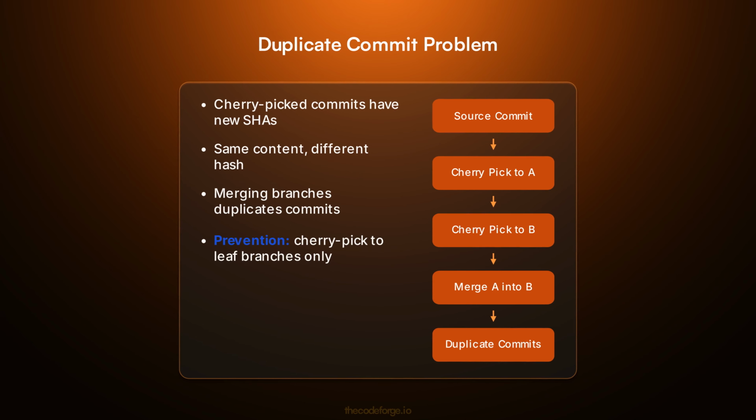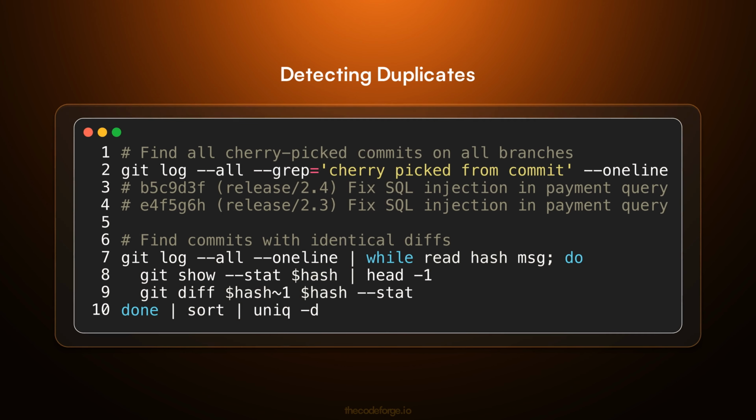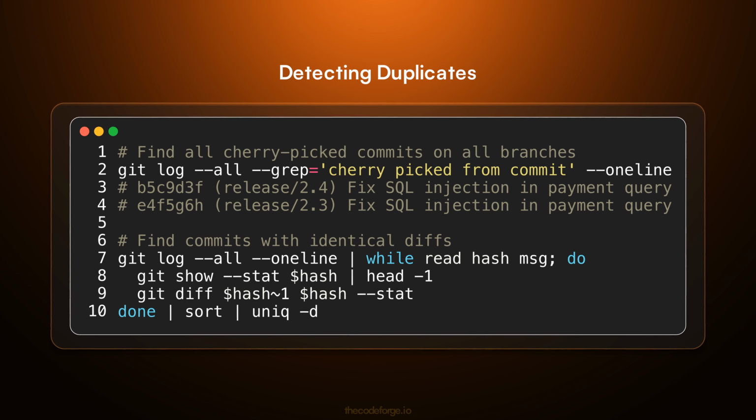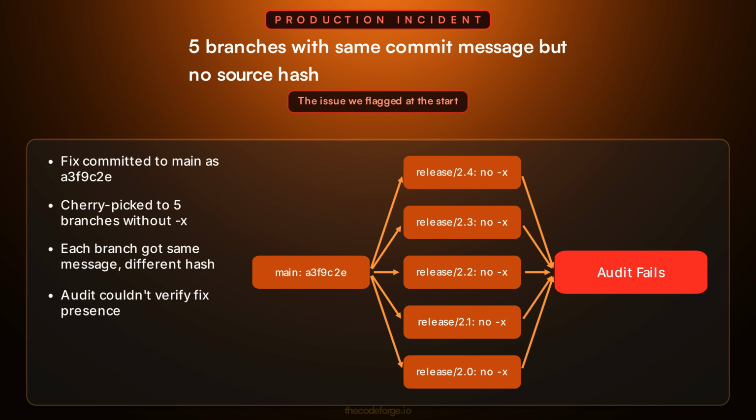When you cherry-pick the same commit to multiple branches and later merge them, Git sees different hashes and includes both. This clutters history. Use git log with grep to find cherry-picked commits. For content duplicates, compare diffs across branches. This is the same issue we highlighted at the start. Here's exactly why that happened.